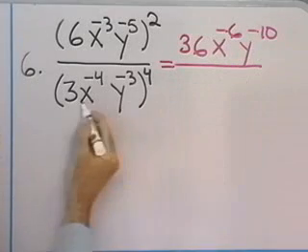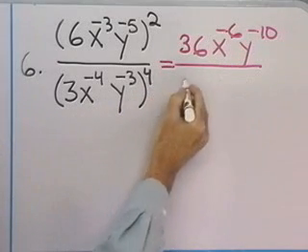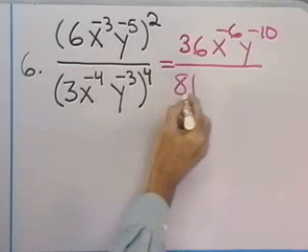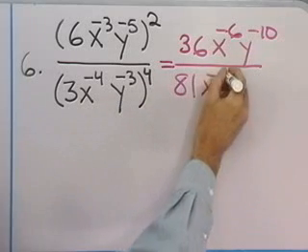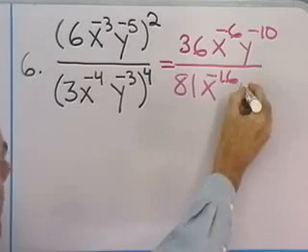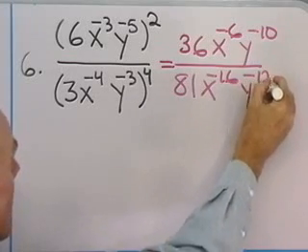In the denominator, I have 3 to the 4th power, that's going to be 81. I have x to the negative 4 raised to the 4, so that's x to the negative 16. And then I have y to the negative 3 to the 4. That's going to be y to the negative 12.